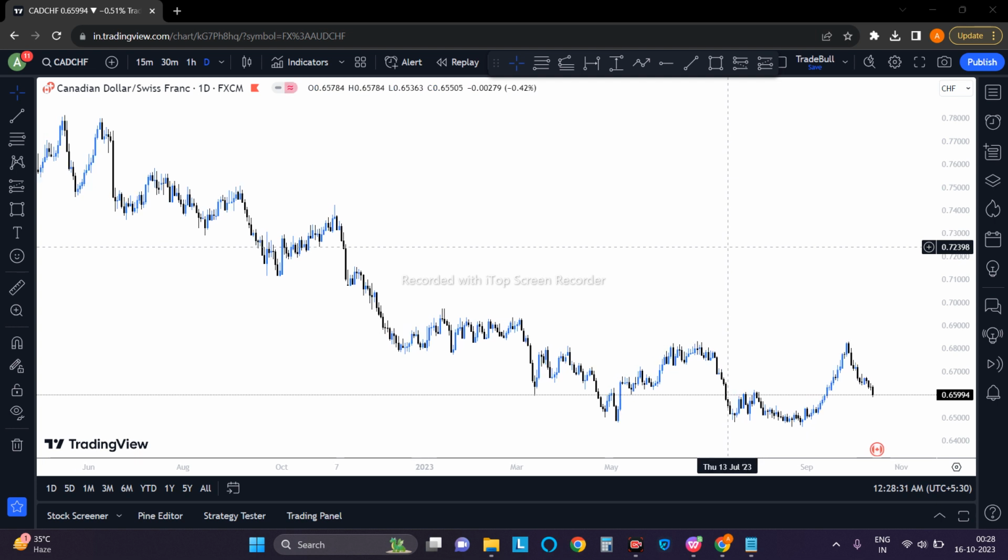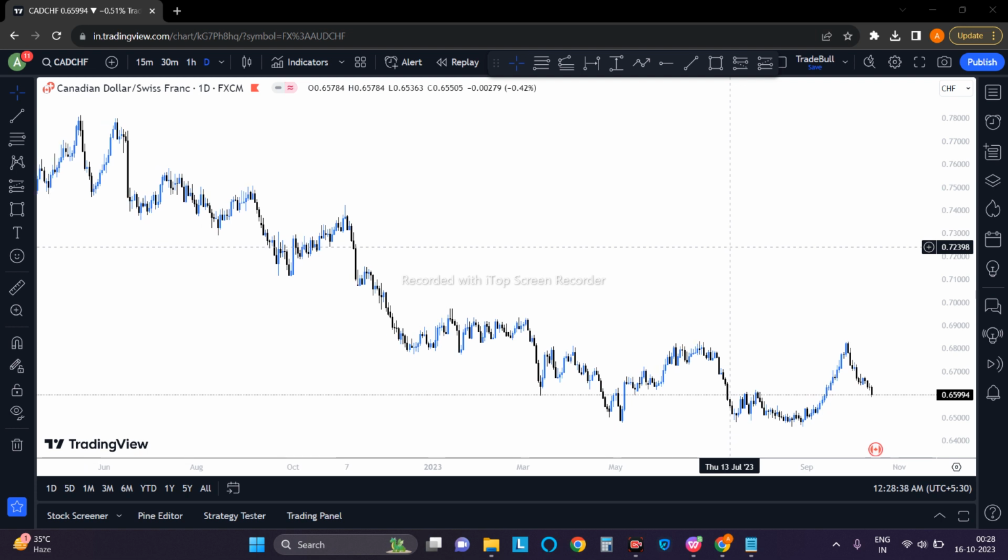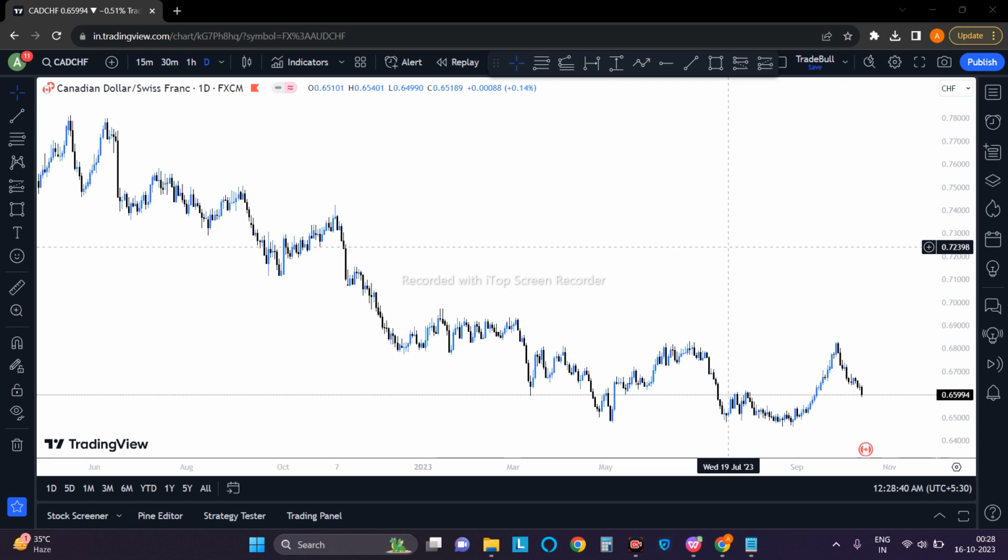So on my screen, you can see the daily chart, a zoomed out daily chart of the CADCHF forex trading pair. And at first glance, it seems like the price is going in a downtrend, right? From this point, you can see the price has been gradually trading down for months, and since 2023 it's been in a downward direction. Okay, but here are some things to observe.